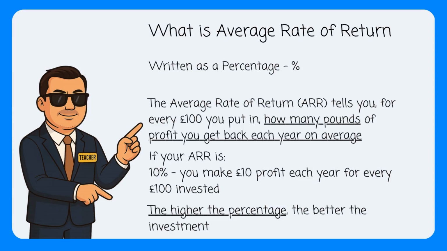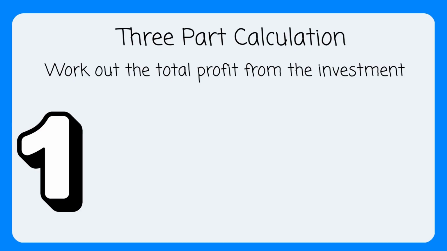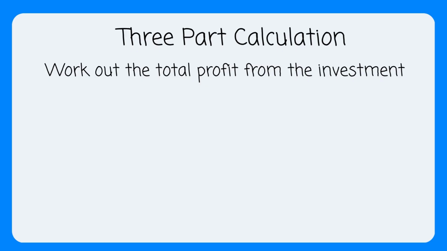Let's start with the key idea. ARR is worked out in 3 simple steps, and I will show these now. Step 1. Calculate total profit for the investment. This is usually done by taking the income from the investment and taking away the cost of that investment. Doing this gives you a profit figure to work with for the next steps.